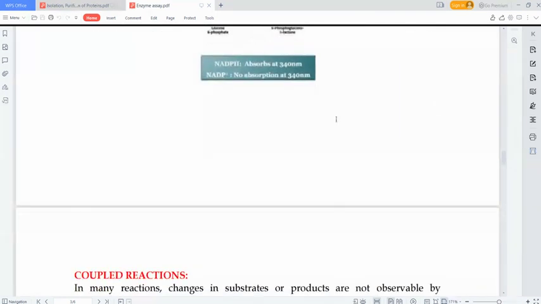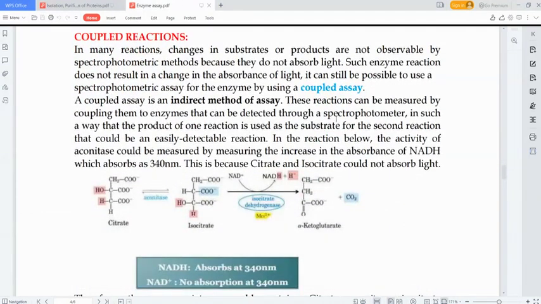Okay, now we also have coupled reaction. In coupled reaction, it means you're coupling that reaction to another one, maybe because the enzyme and the product do not absorb light. In the case of citrate to isocitrate, if you're interested in determining the activity of, say, aconitase, our citrate does not absorb, our isocitrate does not absorb.